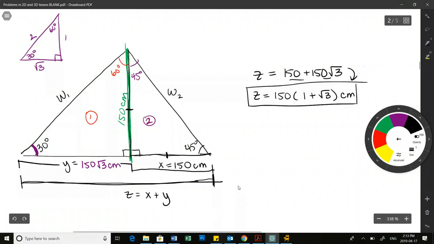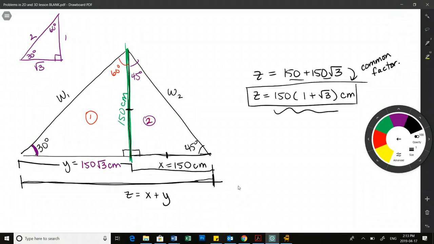Okay, this is just common factoring here. This is the exact distance right here. Yep. So exact just means no decimals, right? Did we use decimals? No. So we did it.